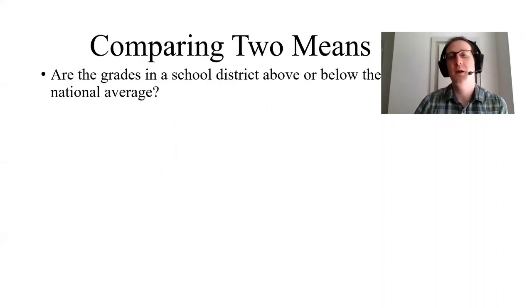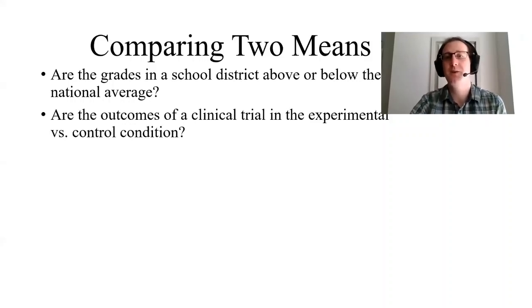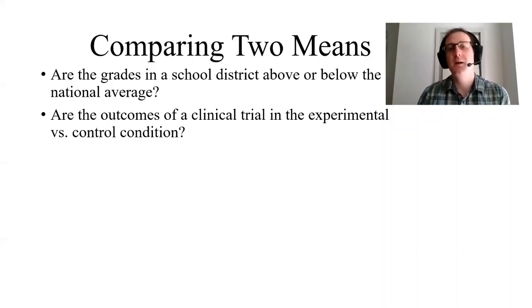So for example, if you're looking at whether the mean for your sample is below or above the national average for grades, you could do a z-test for that if you know the mean and standard deviations for all the school districts, or you could use a t-test if you didn't. You also might be interested in the outcomes of a clinical trial. And so if you're comparing an experimental condition to a control condition, this is another instance where you would want to do a t-test.